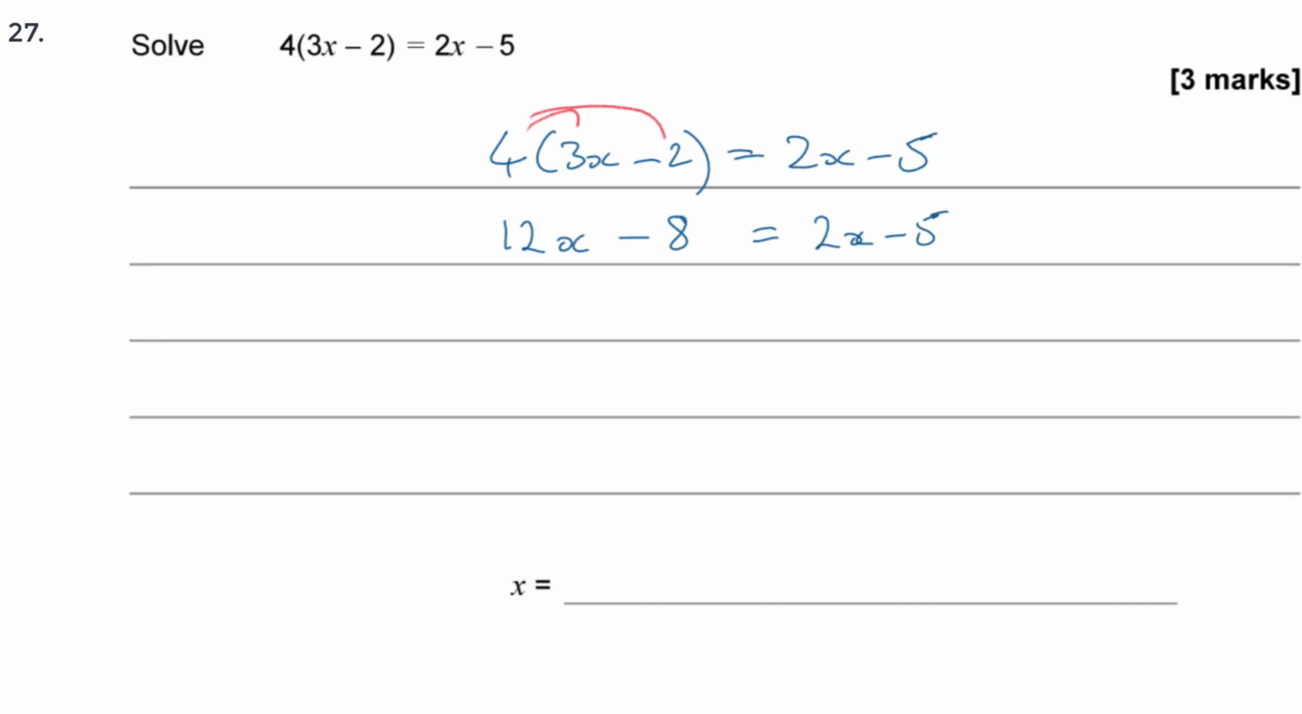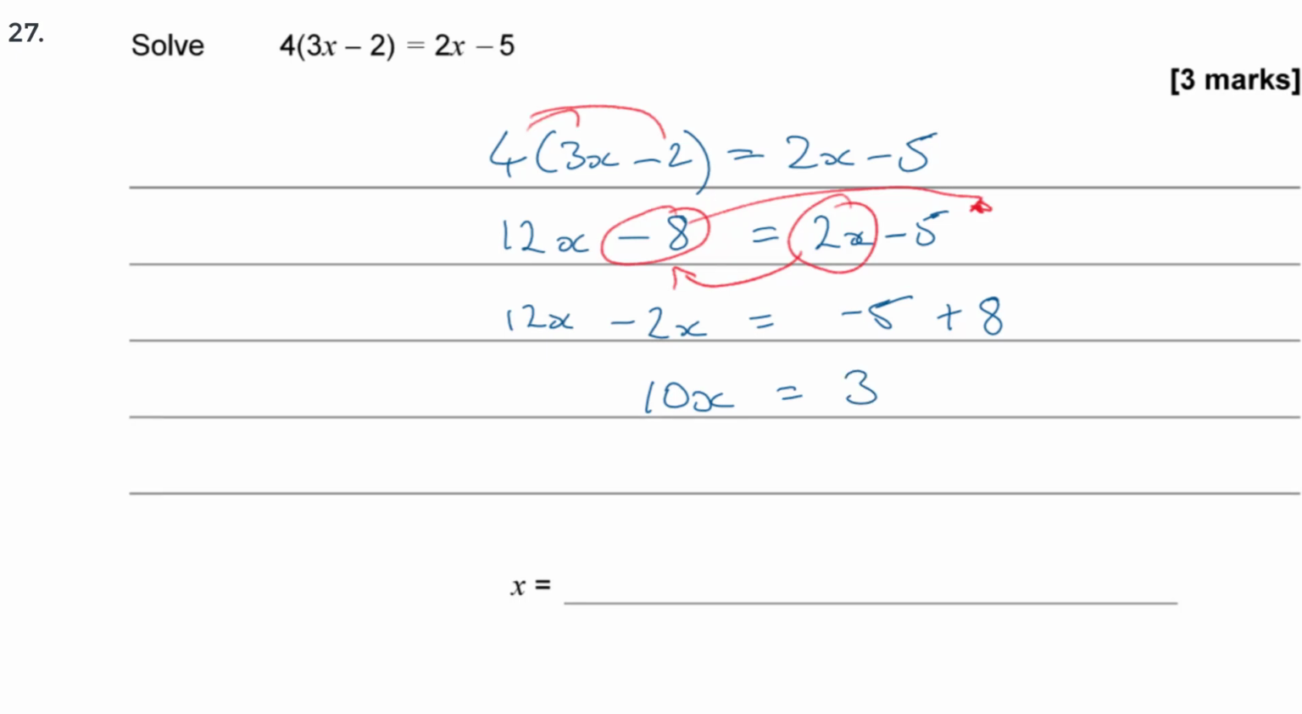And then moving my 2x over here and my minus 8 to this side. So change sides, change sides. So 12x, if I move the 2x to the left, it's going to become minus 2x, 12x minus 2x. And I've got negative 5 already there, and if I move the negative 8 to the other side, it's going to become positive 8. So 12x minus 2x is 10x, and negative 5 plus 8 is 3. That gives me x is 3/10, or 0.3. I'm just going to write down 3/10.